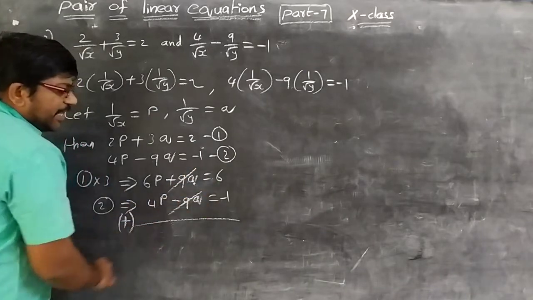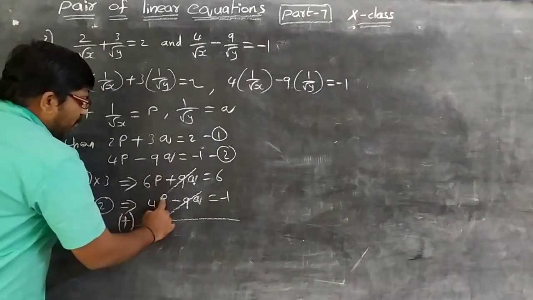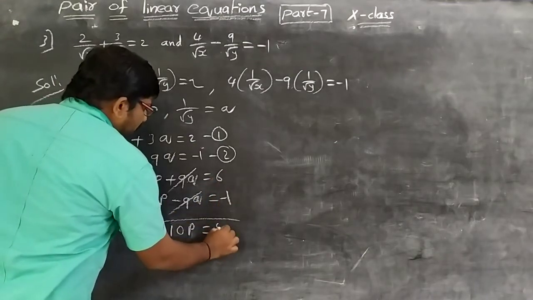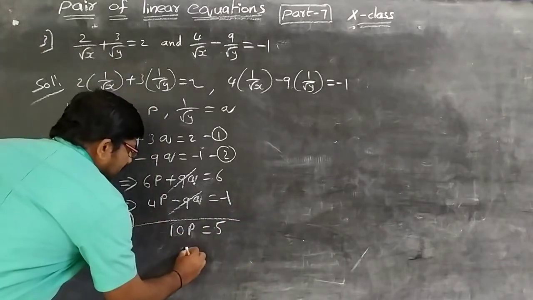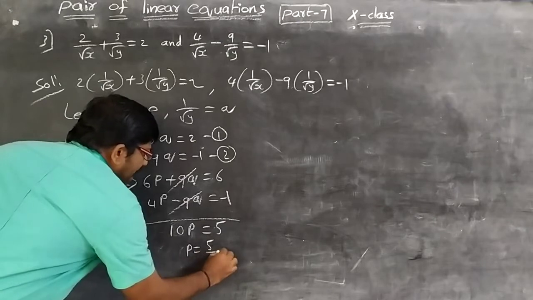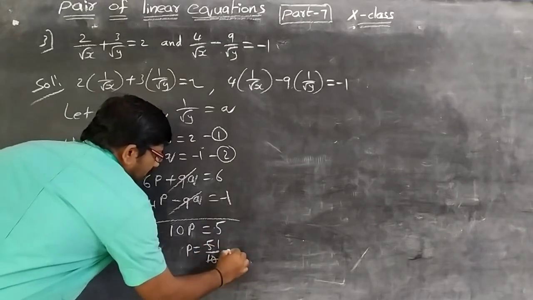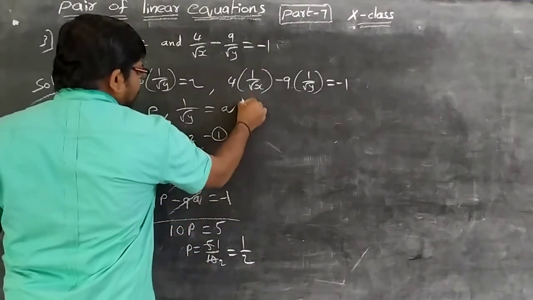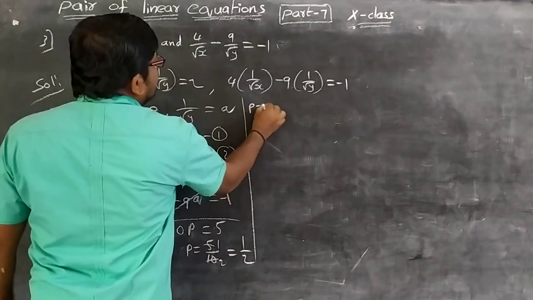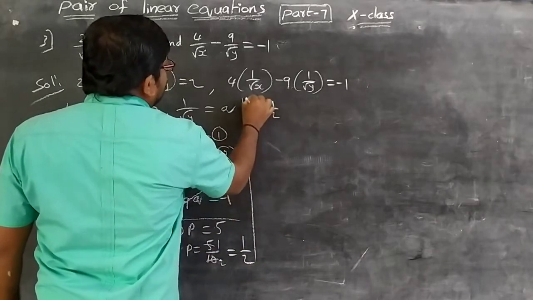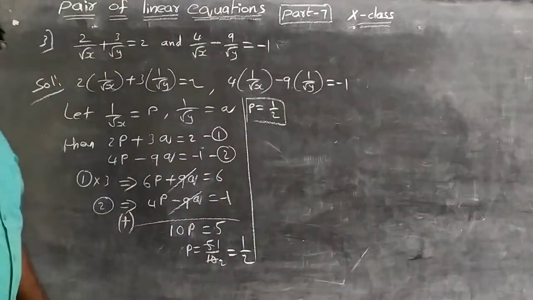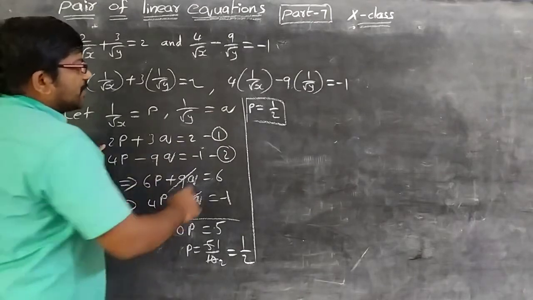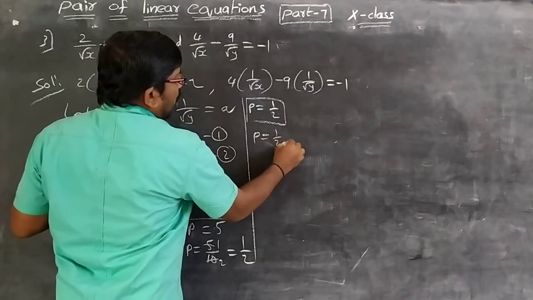So plus 9q and minus 9q get cancelled. 6p plus 4p, 10p is equal to 6 minus 1, 5. Then p is equal to 5 by 10, which is 1 by 2. So p is equal to 1 by 2. Then find the q value by substituting the p value in equation 1 or 2.